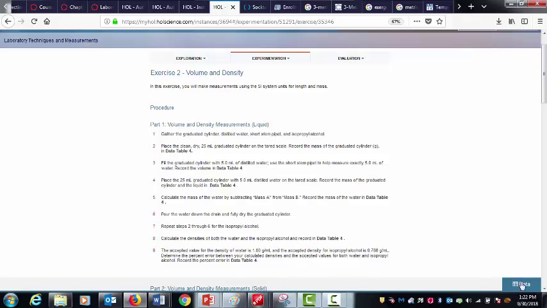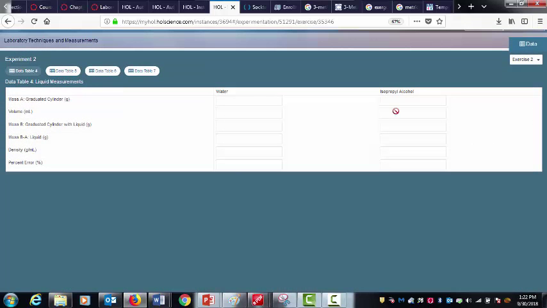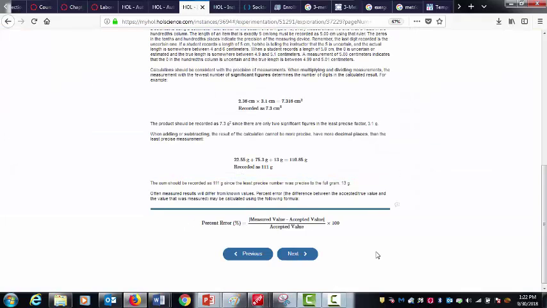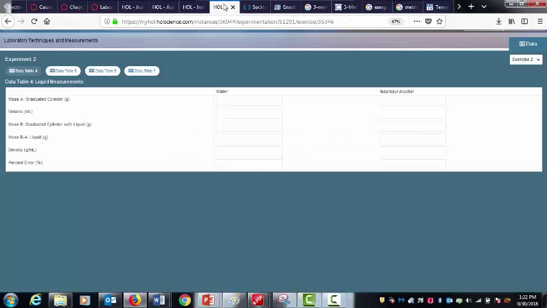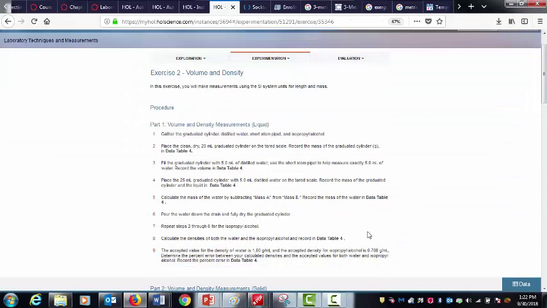Then you're going to do the exact same thing for isopropyl alcohol. You will dry out your graduated cylinder, take its mass, add 5 mLs of isopropyl alcohol to the graduated cylinder, measure the mass, determine the mass of the liquid, and then calculate the density by taking the mass of the liquid divided by 5.0 milliliters, and then calculate the percent error by using the equation given on the last page of the exploration and the accepted value of the density of isopropyl alcohol is given.